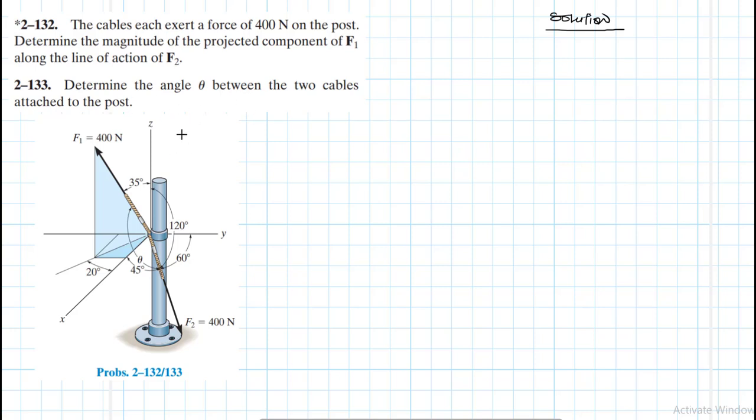So we have a pole, and the pole is subjected to some forces by using some cables. We have F1, we have F2. We are being asked to determine the projected component of F1 onto F2, and then to determine the angle between F1 and F2.